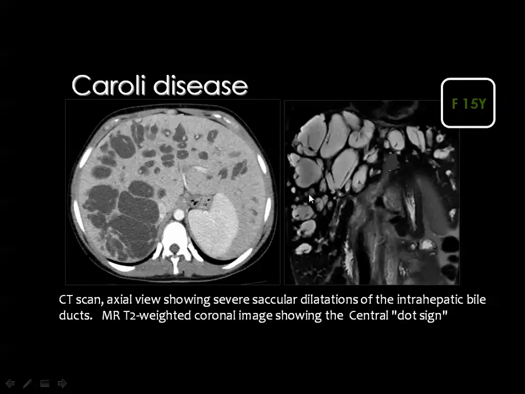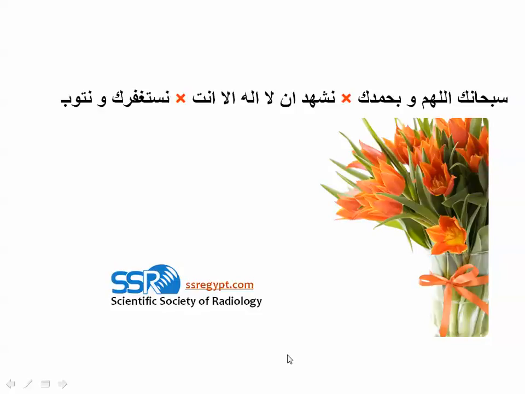And this is the classic appearance of Caroli disease, where you see multiple cystic dilatations of the intrahepatic biliary radicals, as well as tubular dilatation of the bile ducts in some areas of the liver, with the classic central dot sign seen in most of the cystic lesions.